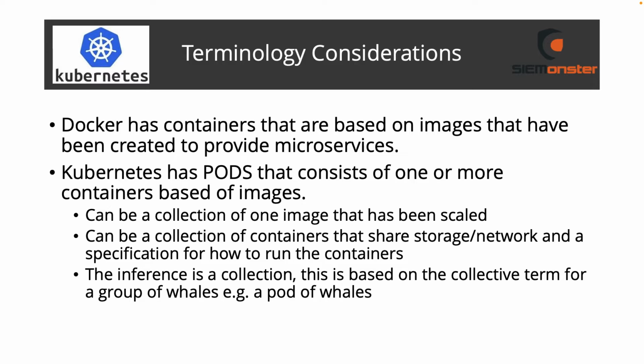Kubernetes has pods that consist of one or more of these containers based on images. A pod can be a collection of images. It can also be a collection of shared storage, network, and specification configurations, etc. And the naming standard behind this is based on a pod of whales, so it's a collective term. The reason for that being is Kubernetes was designed with scaling in mind, so you would cluster or combine small pods of various functionality so that you could extend the quality of service that you provide with any of the microservices running on the cluster.